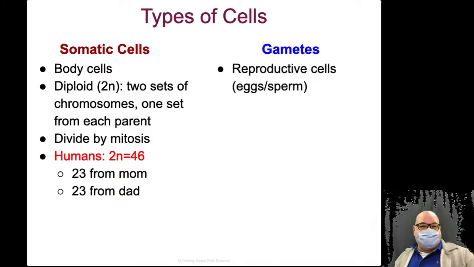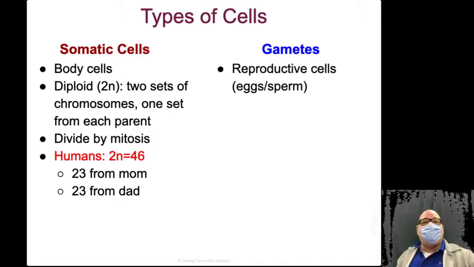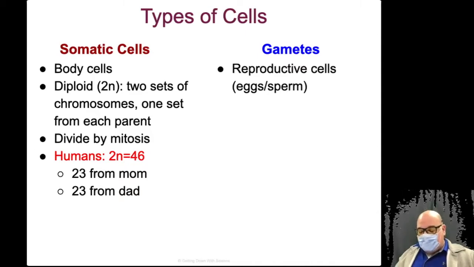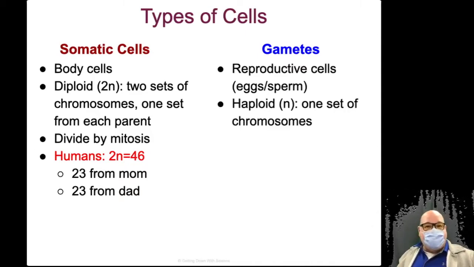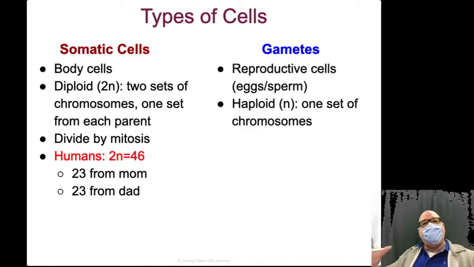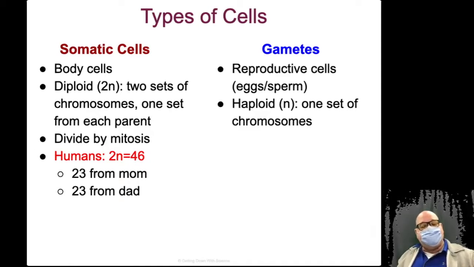Now, gametes are reproductive cells. So the only gamete cells in humans are sperm and egg, okay? These are haploid. They have half the number of chromosomes. They're only going to have 23, okay? You cut them in half, you put them back together. That's the birds and the bees right there, okay?